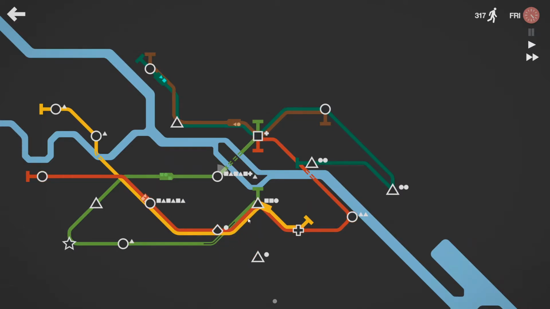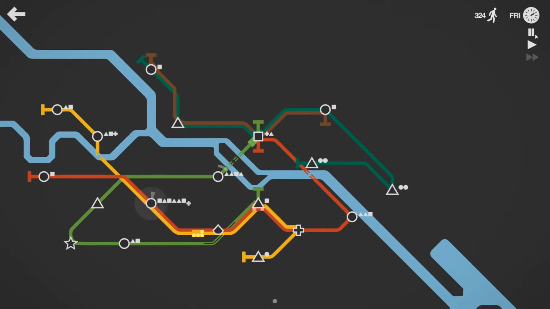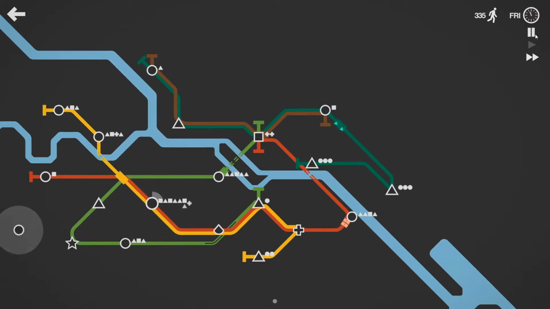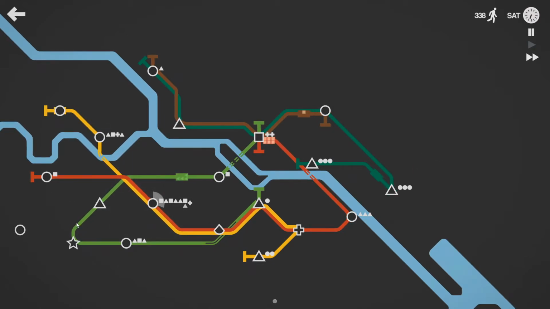The yellow line doesn't have any triangles. Might be better if I drag down the yellow. The red already connects to the square in the middle of the screen. But I don't like what's happening over there. Where's my red? My red is delivering squares right now.